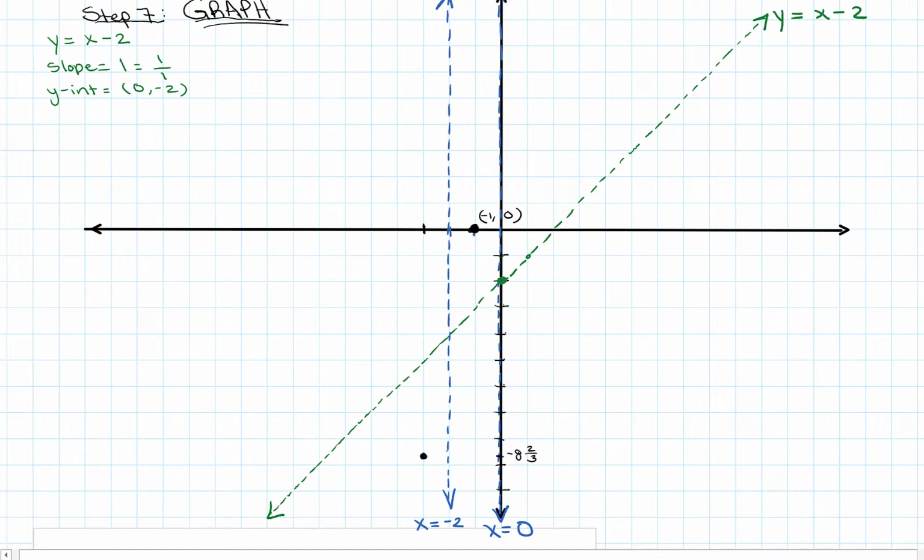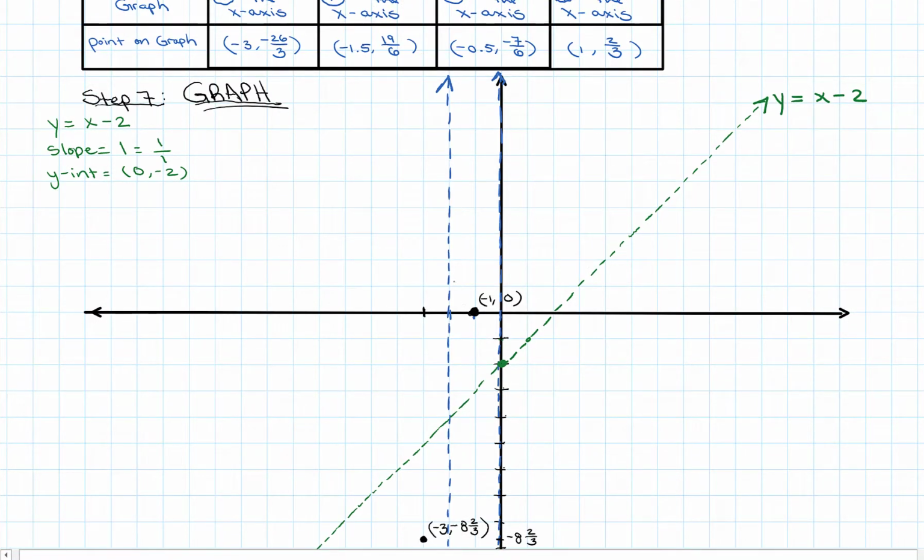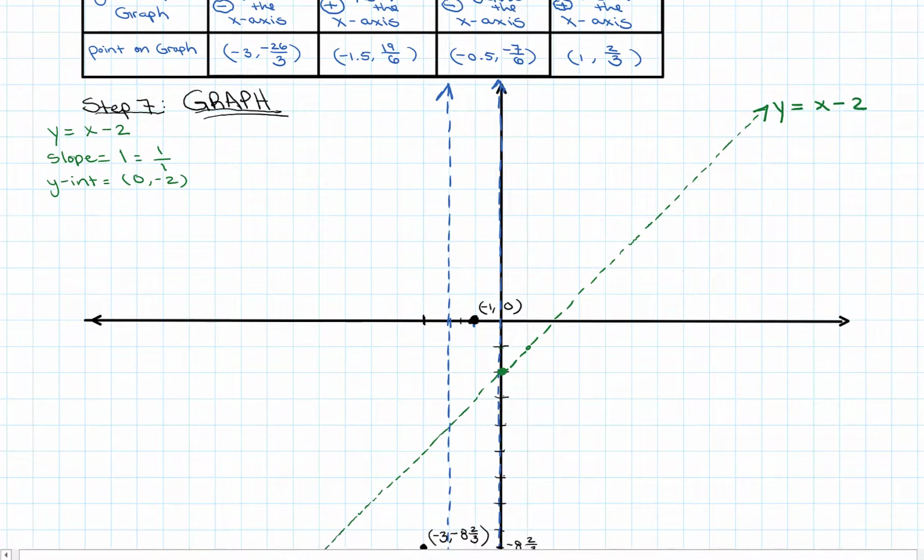Remember, this is a sketch and it doesn't have to be perfect. It's just to help us in finding some points that are going to be on this graph to help us draw a sketch of this graph. All right, let's go ahead and graph, how about (-1.5, 19/6)? But instead of 19/6, I'm going to use 3 and 1/6.